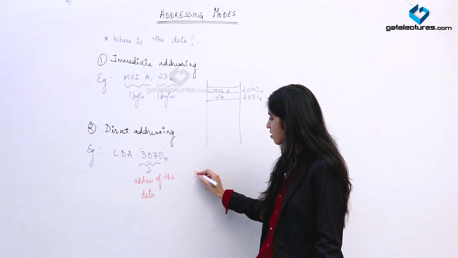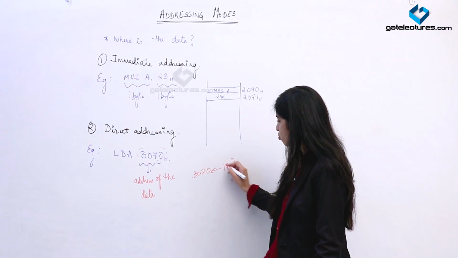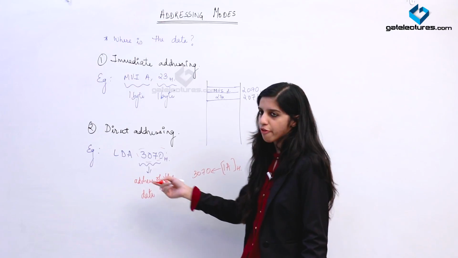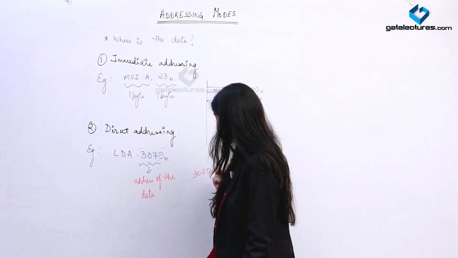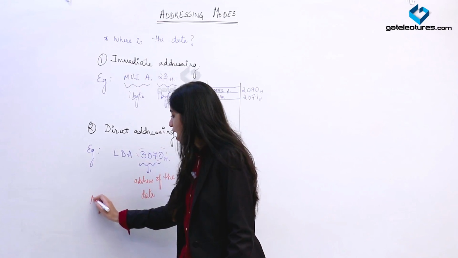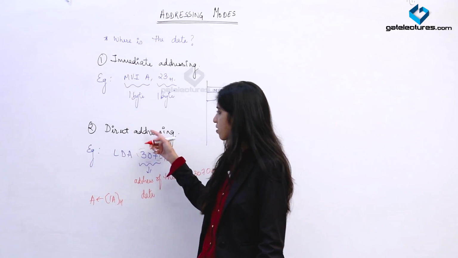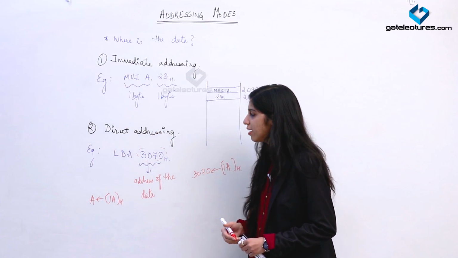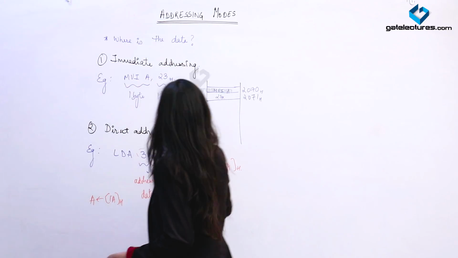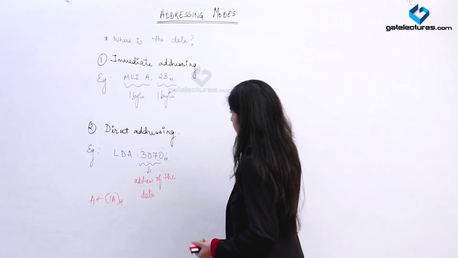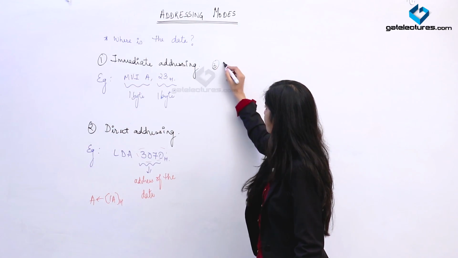Suppose at 3070, 1A was stored. This was the data. After execution of this instruction, after reaching this memory location, we're going to extract this data 1A and the accumulator is going to be loaded with data 1A. So in direct addressing mode, we are giving the address of the data directly. Then the next addressing mode is indirect addressing.